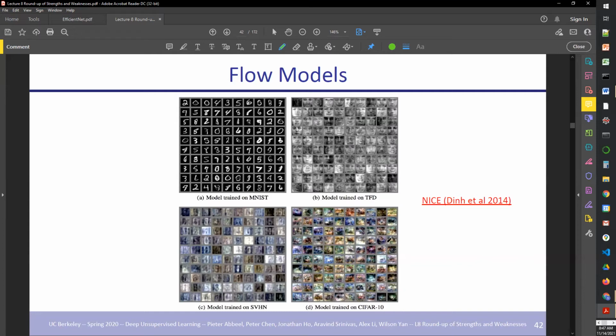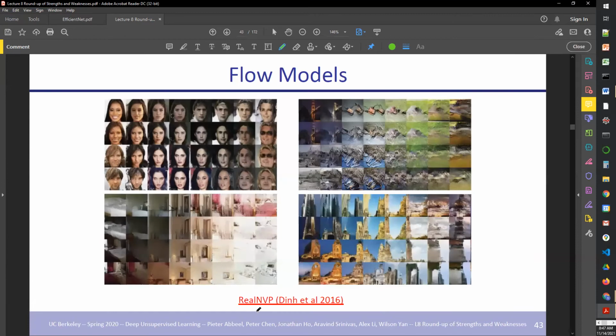And SVHN, nothing there again. But that's nice, which again, is 7 years back, eons in this space. Then came Real NVP. I do not recall off the top of my head all the improvements that were made from NICE to Real NVP, but you begin to see some better results.